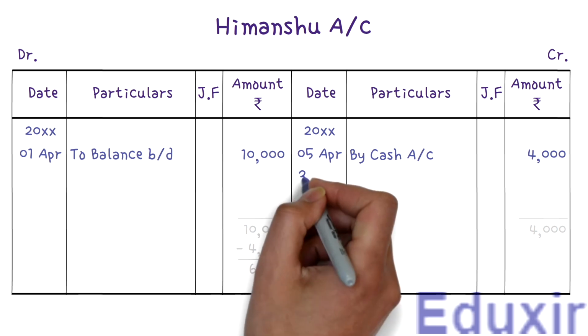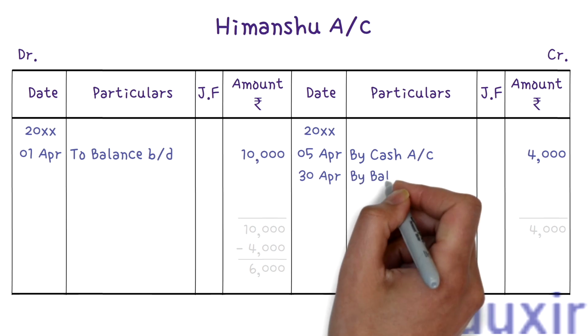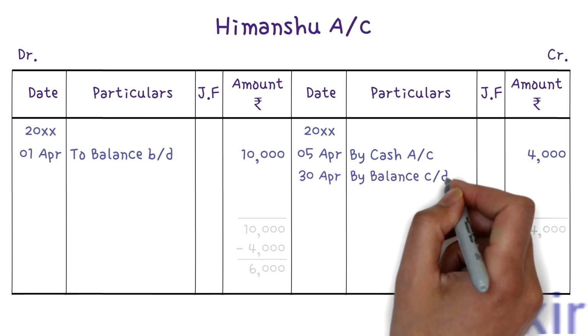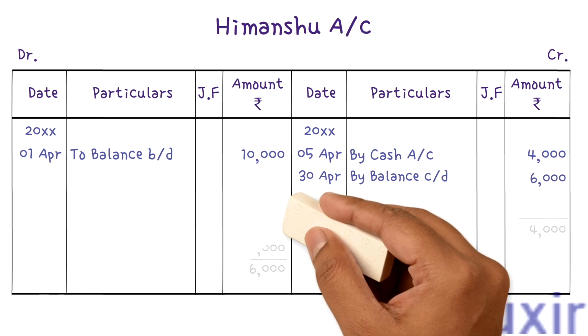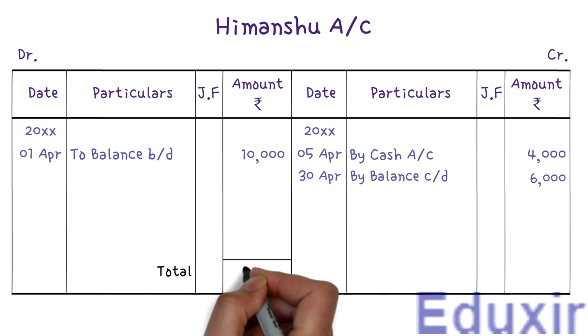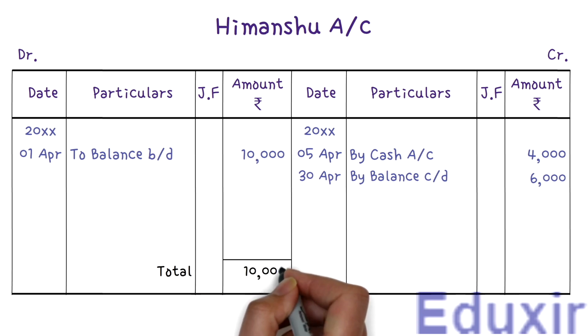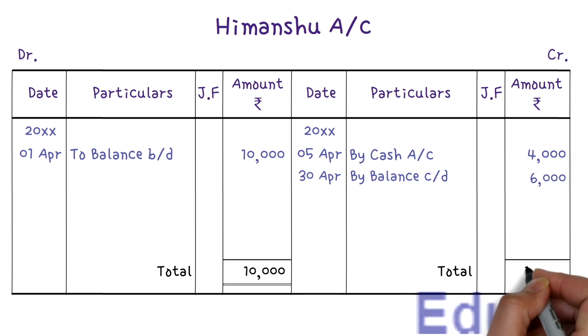Let us first write the date as the last day of the month. Let us then write by balance carried down in the particulars column. Let us then write the credit amount of 6,000 rupees in the amount column. Now the total on the debit side is 10,000 rupees. And the total on the credit side is 10,000 rupees. So now Himanshu account is balanced.